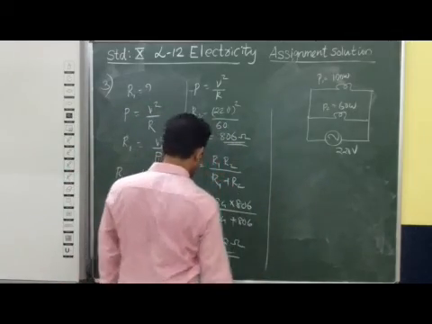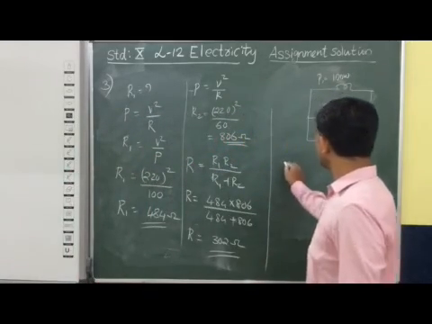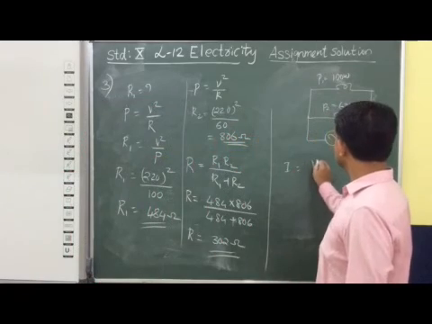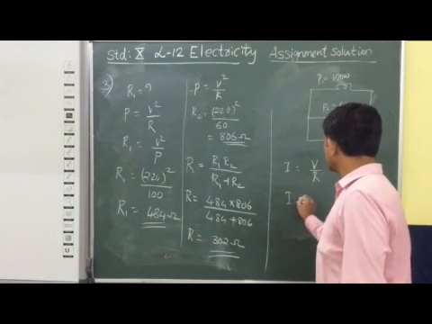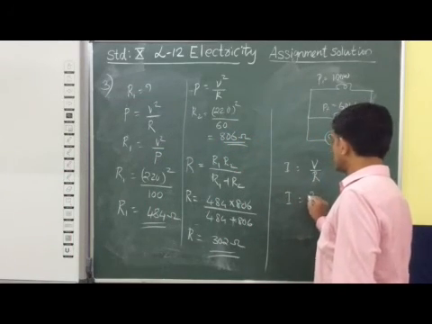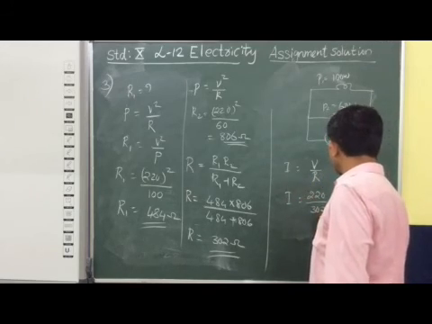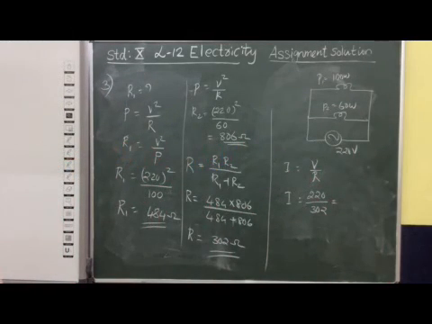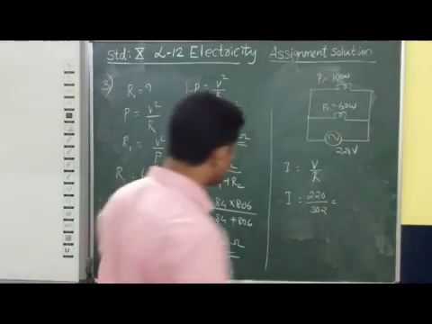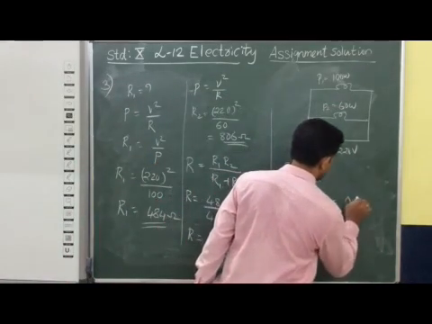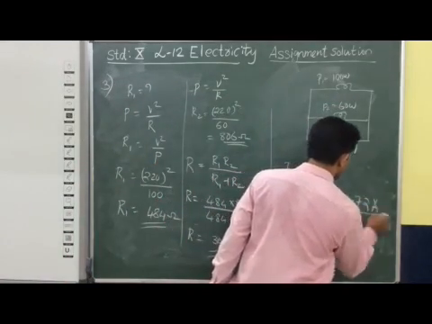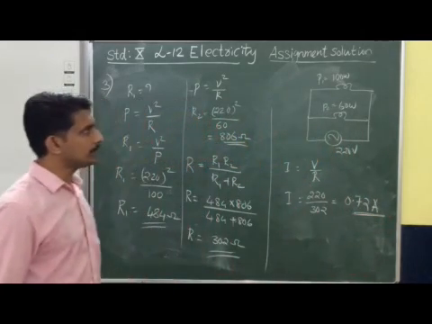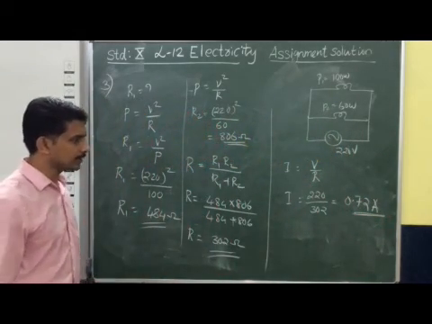We are supposed to calculate the current only. So I is equal to V by R, that means I is equal to 220, our voltage source, divided by 302. If you do this, the answer is 0.72 ampere. So this is the current consumed by these two bulbs which are connected in parallel.